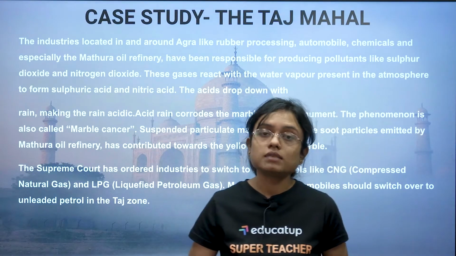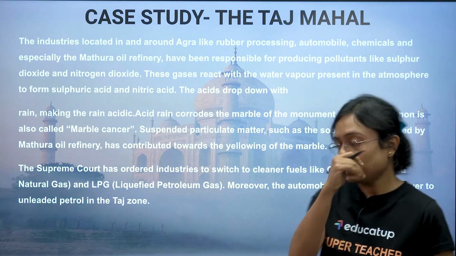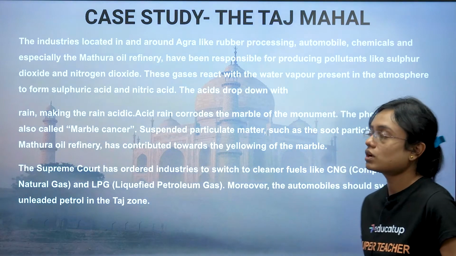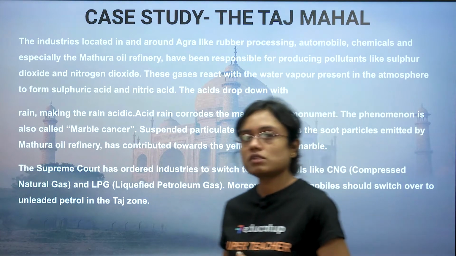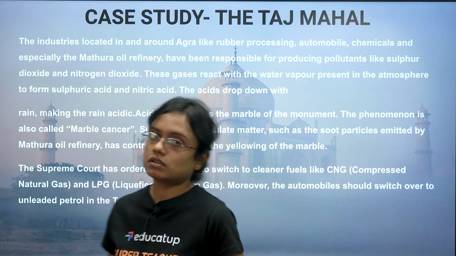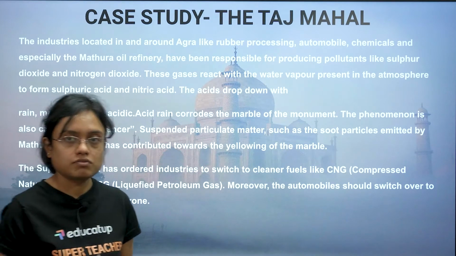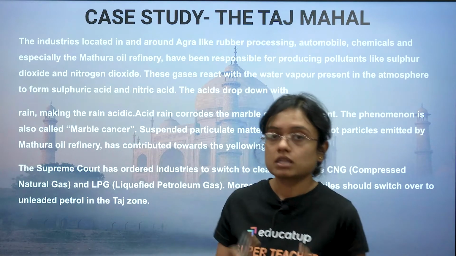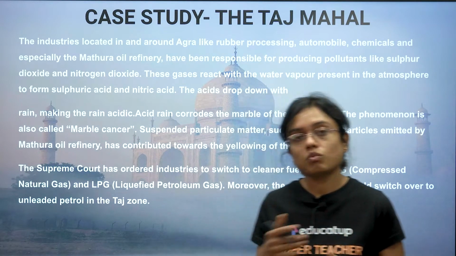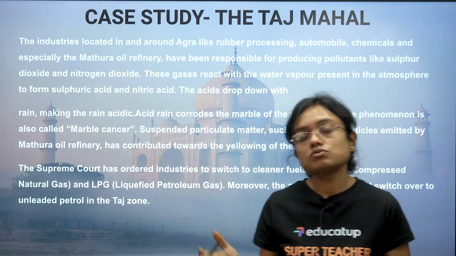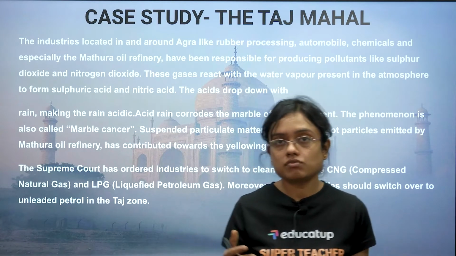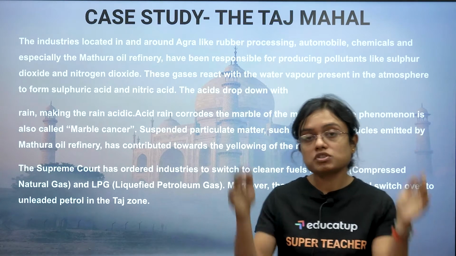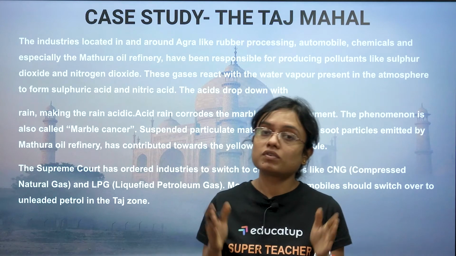Now, case study, the Taj Mahal. If we talk about the Taj Mahal, which is situated in Agra, it is because of the Mathura oil refinery that the whole problem has started. Because of the Mathura oil refinery, nitrogen oxides and sulfur oxides are released into the air. These oxides combine with water and convert into sulfuric acid and nitric acid, along with ammonia, which falls down as acid rain over the Taj Mahal.